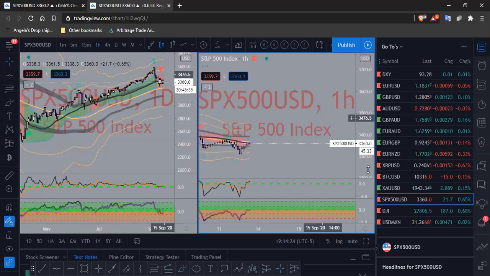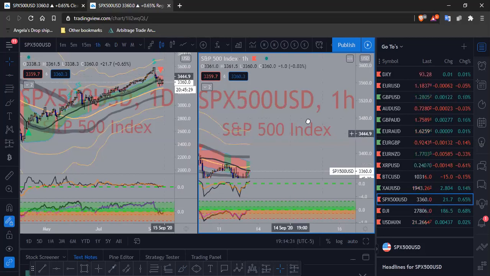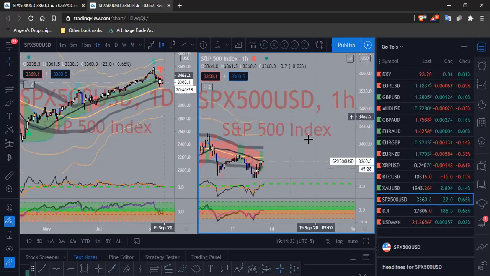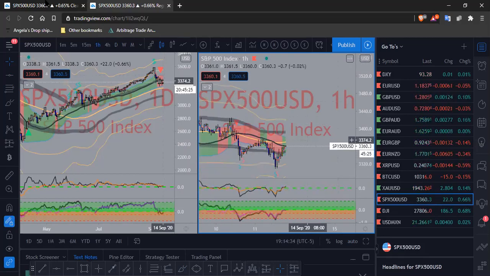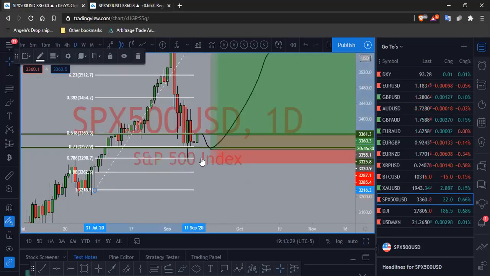Oh, not yet, but I'm sure it is going to call for a buy very shortly. So I'll go ahead and stay in this trade. I'll go ahead and stay in it. Why not?